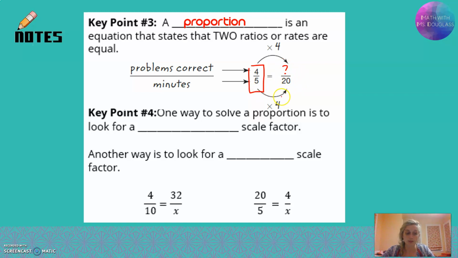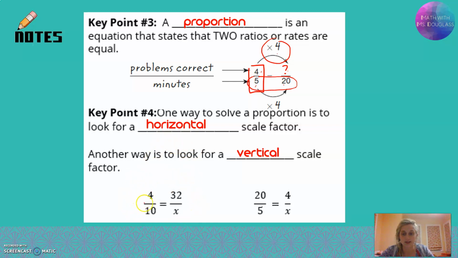Again, we're using only multiplication or division. You're going to look for a relationship between the numbers that you already have. 5 and 20. Well, I know that 5 times 4 is 20, so you're going to have to use the same scale factor. 4 times 4, that would give you your missing part. One way to solve proportions is to look for horizontal relationships, like we just did, a side-to-side relationship. Another way is to look for vertical, or up and down, scale factors. So let me show you real quick 2 examples.